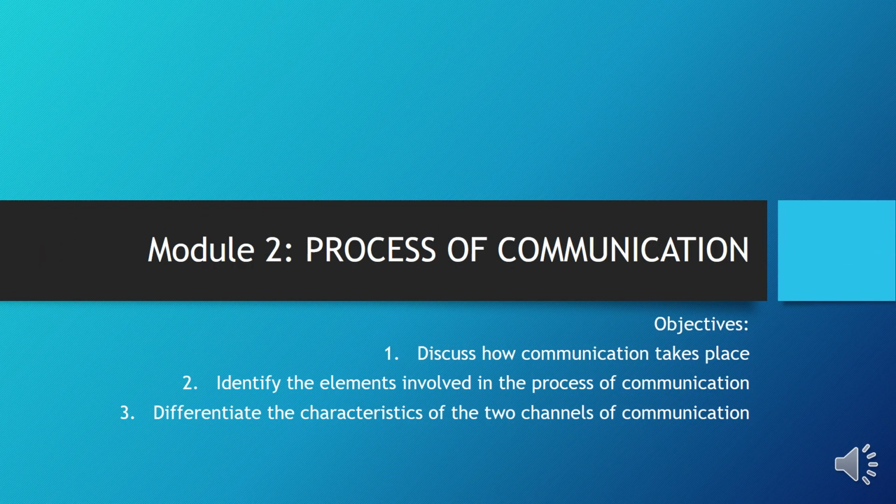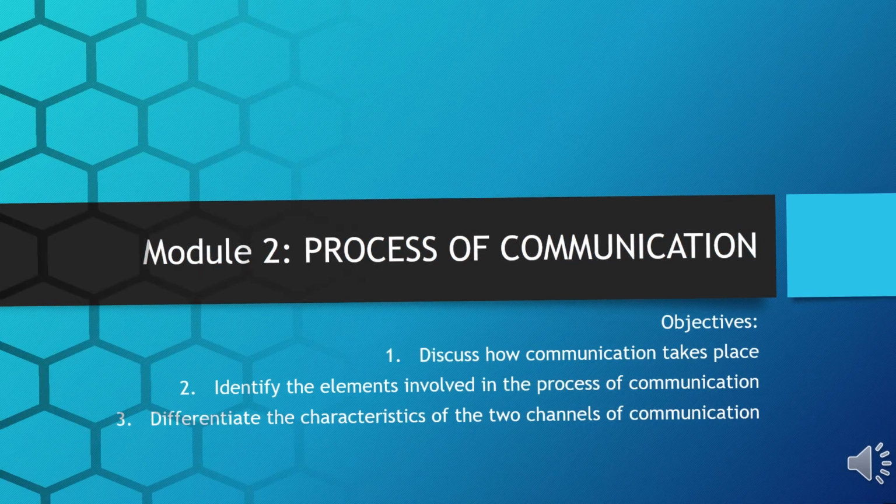Module, and that is the process of communication. Okay, so we have the following objectives. Number one, discuss how communication takes place. Number two, identify the elements involved in the process of communication. And number three, differentiate the characteristics of the two channels of communication. So let us proceed.